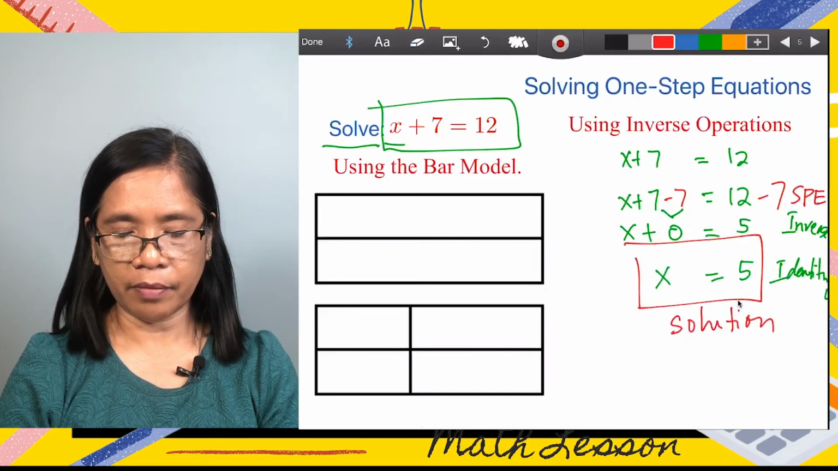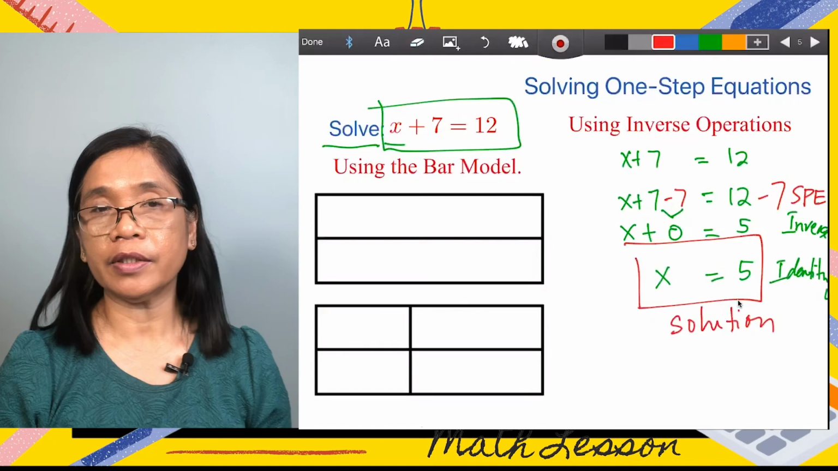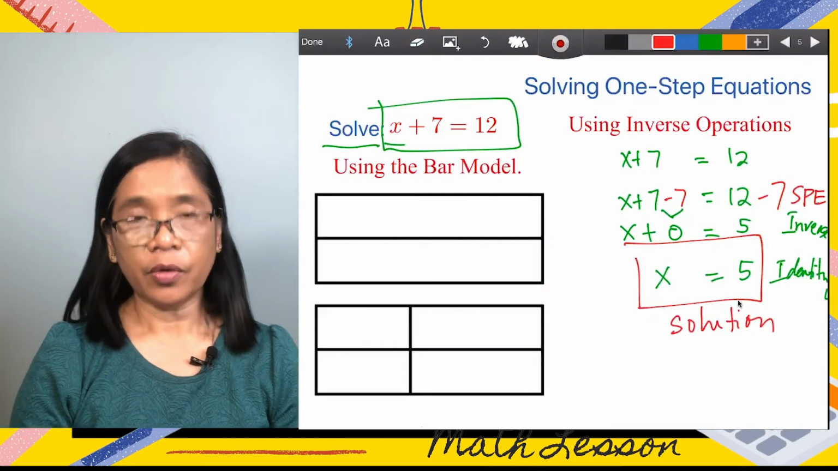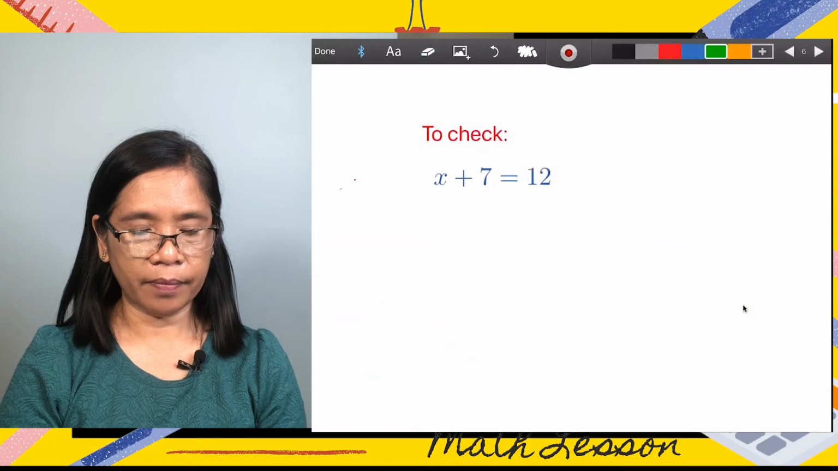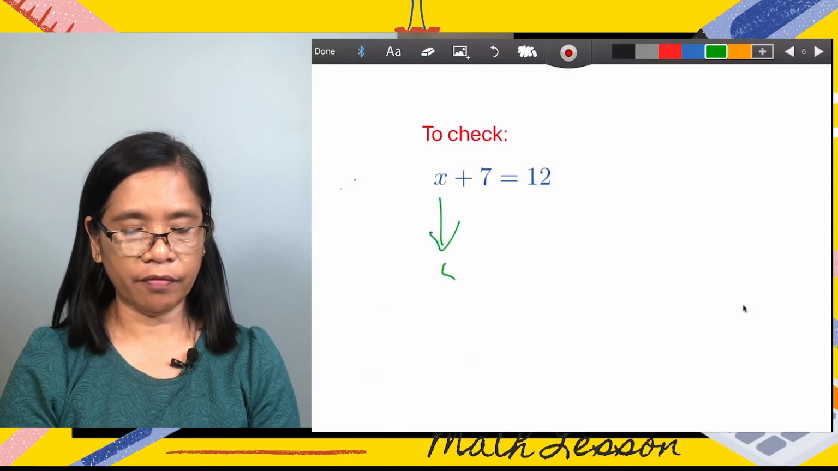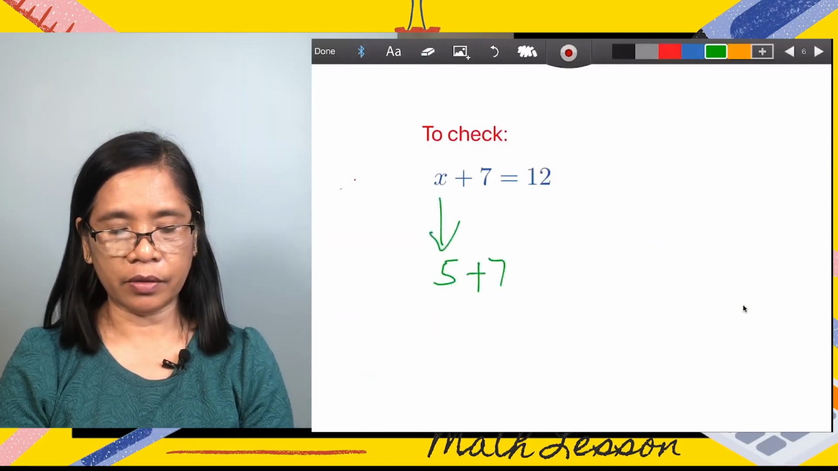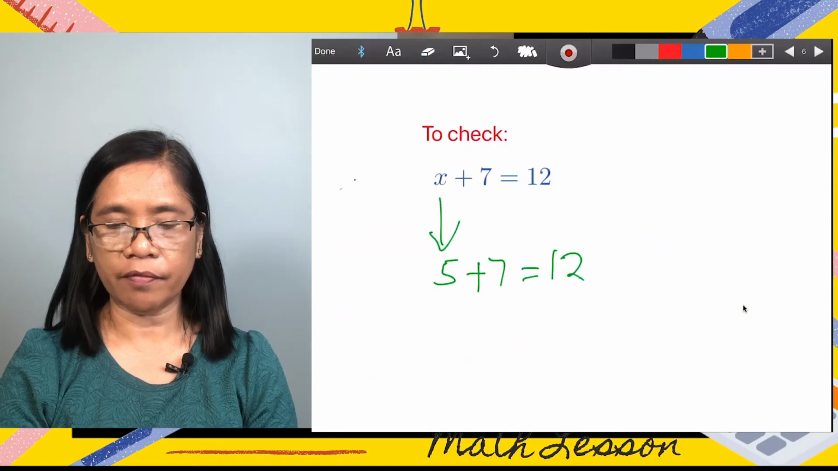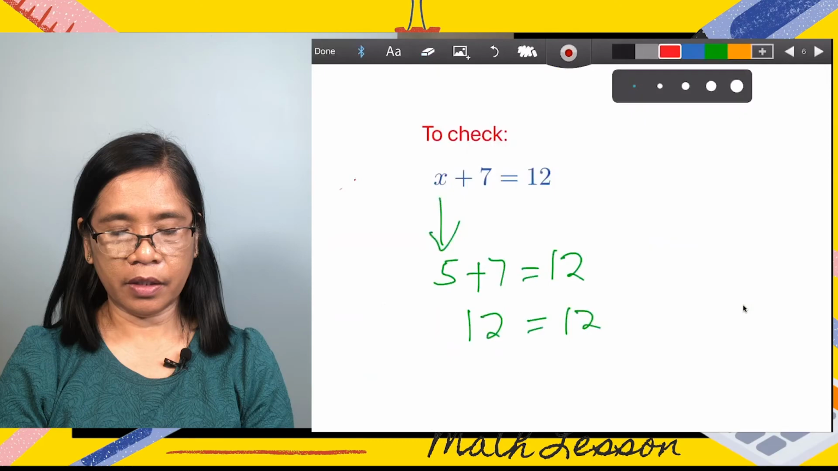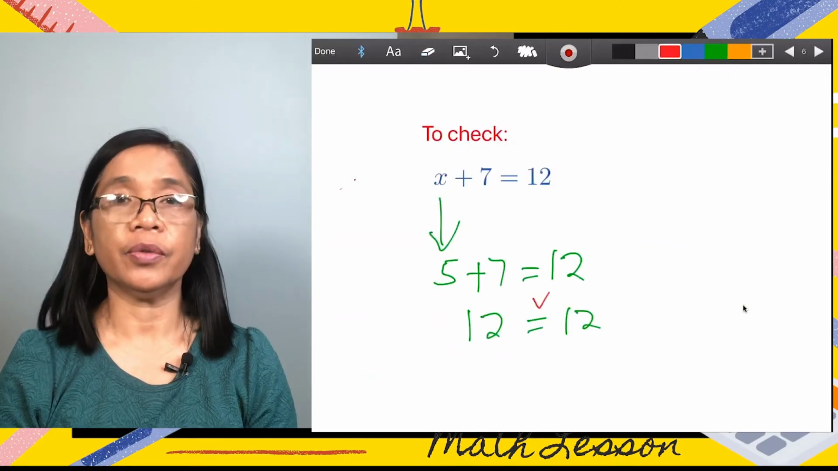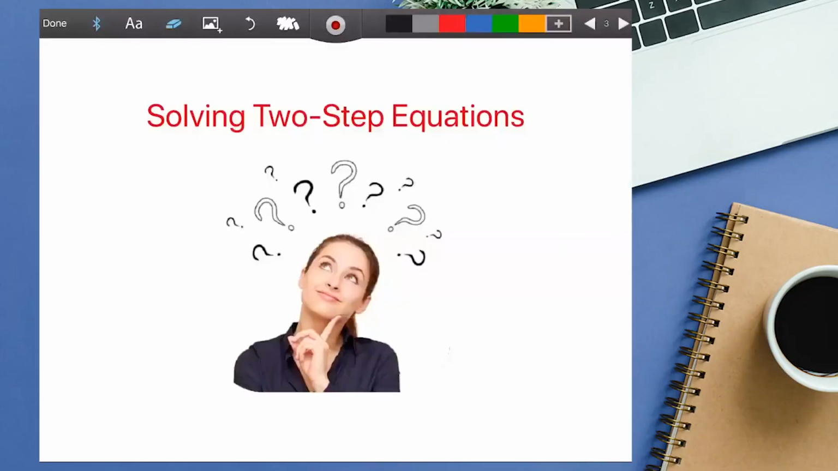Okay, we arrive at the same solution. Now I will model to you how to solve this equation using the bar model. It's always important to check our work. So if we have x is equal to 5, will this satisfy the equation x plus 7 equals 12? We represent 5 plus 7 is equal to 12. The left side of the equation by 1 bar, which is x plus 7, is equal to 12, or the same rectangle. And this is a true statement.